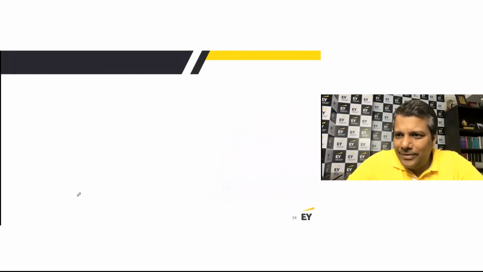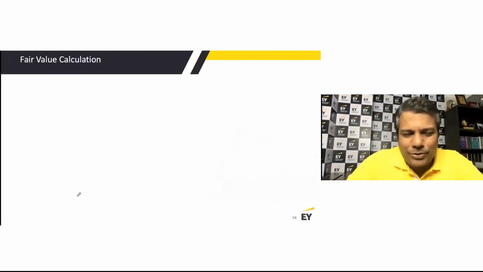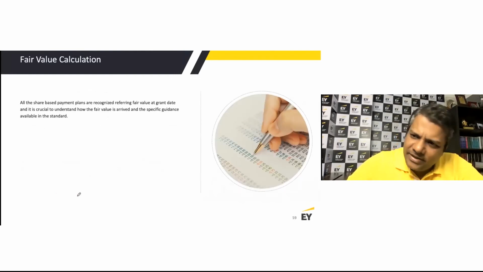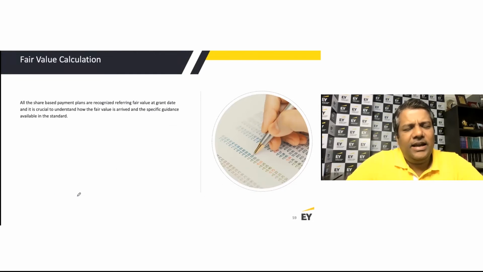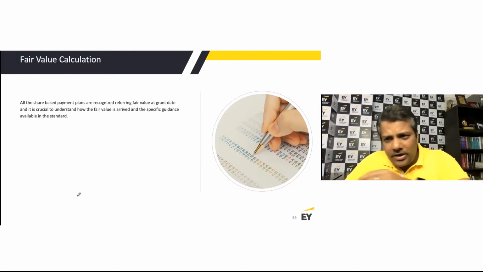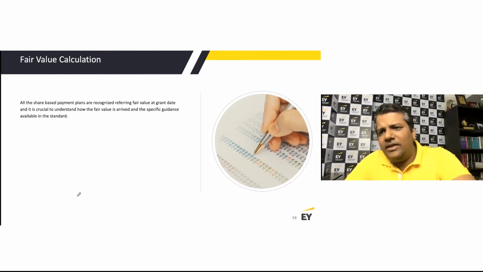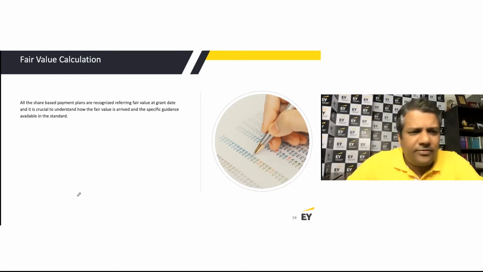Okay, now let's talk about how you calculate the fair value of the options. That's important because that's how you determine the total compensation cost. All the share-based payment plans are recognized referring to the fair value at grant date. And if it is for non-employees, then it is the value on the date when the goods or services are received. And when it is cash-settled, then at every measurement date you true up the amount of the liability to be paid out.